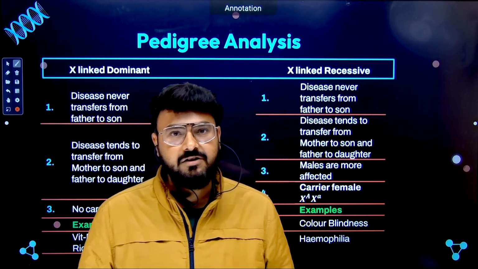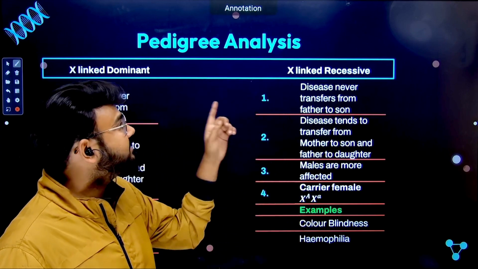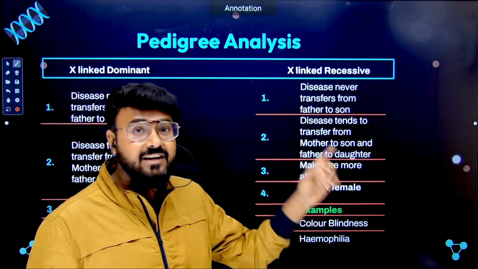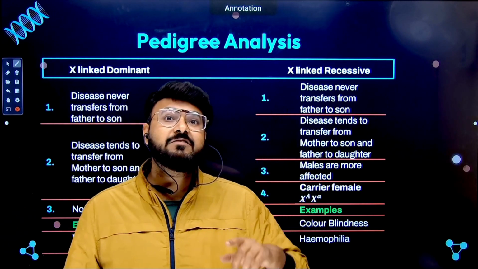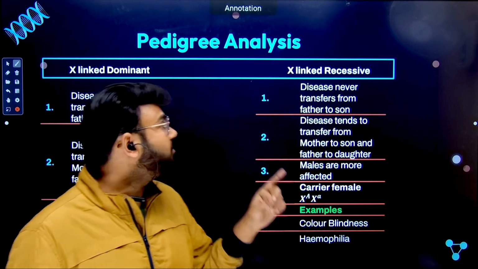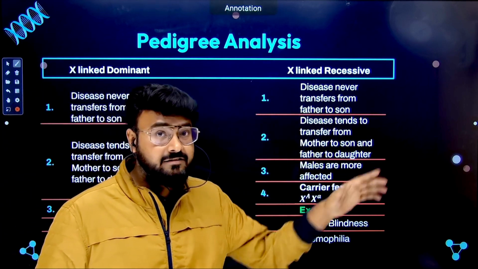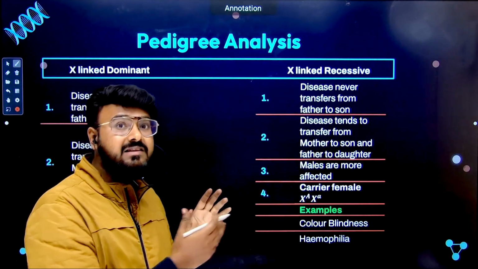Master your board examination. Today we will talk about pedigree analysis, X-linked recessive and X-linked dominant. In the last video, if you remember, we discussed autosomal dominant versus autosomal recessive. Today we will talk about X-linked dominant versus X-linked recessive. So let's see the similarities and differences.